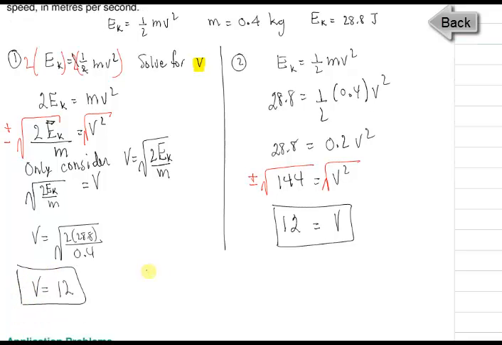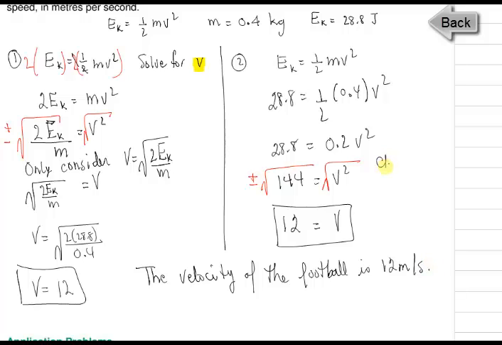And so you should end with a sentence. The velocity of the football is 12 meters per second. And make a note here to choose only positive velocity. So i.e. positive 12 meters per second. Okay, so that finishes off 5.3 and it finishes off this section, or this unit.